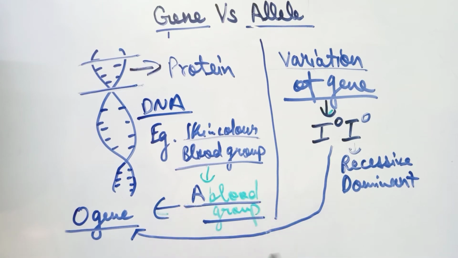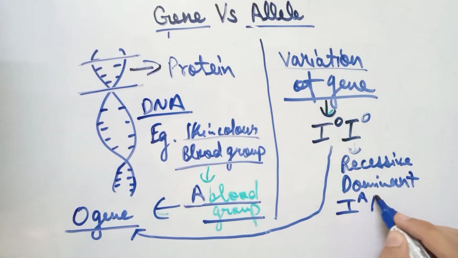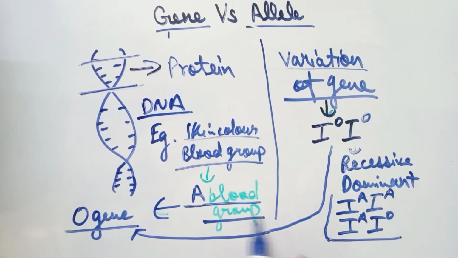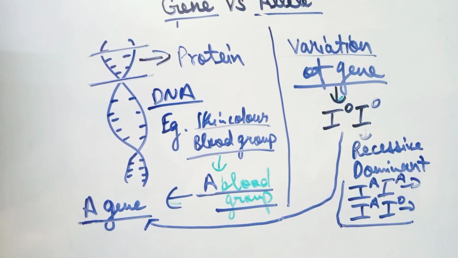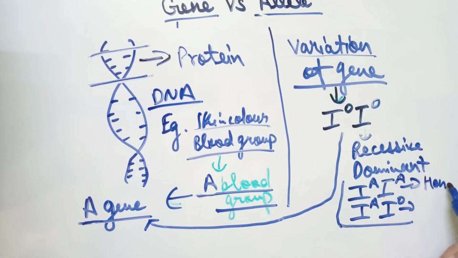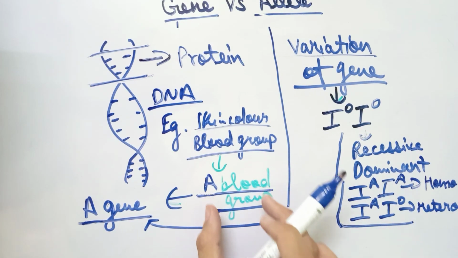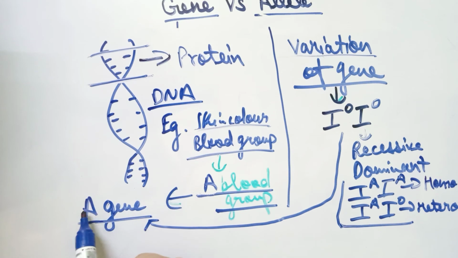To code for A blood group, the dominant alleles would be IA, or another set of alleles can be IA IO. Because IO is a recessive allele, it will not affect the dominant allele. So these two pairs of alleles will code for the same blood group, the A blood group. This pair will be known as a homozygous allele, and this pair will be known as a heterozygous allele. Both pairs of alleles will code for the same blood group, the A blood group.